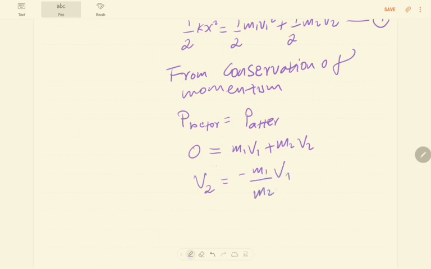Here we get one relation. Let's call this equation 2.